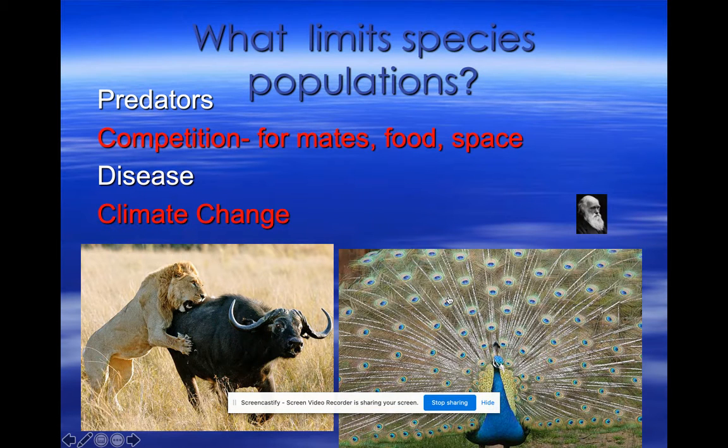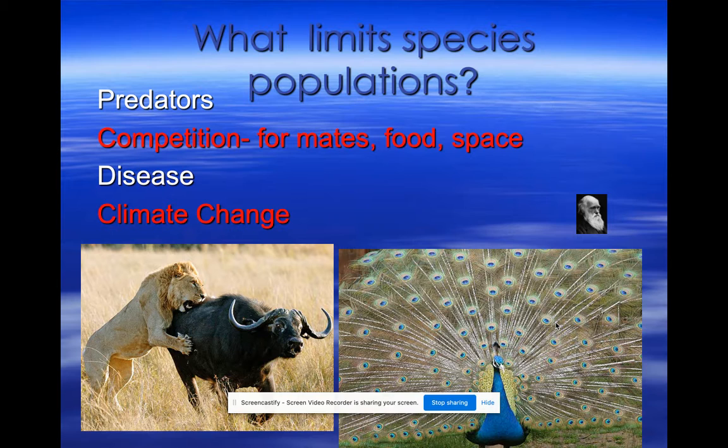All right. So, predators. What limits the species population? There are always these limits in population, and that means there's always going to be competition. Now, what does that mean? Well, here you have a lion trying to take down this wildebeest. There's always a competition for food, all right? Among the same species, lions compete for food. Over here on the right, you have the peacock. What is the peacock competing for here? It's not food. He's competing for mates. So the male peacocks compete for the same female peacocks. Okay. But there are other things that limit the species populations, like disease and climate change.